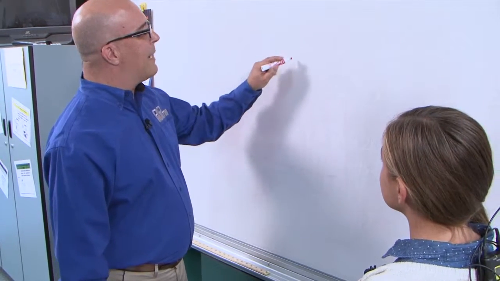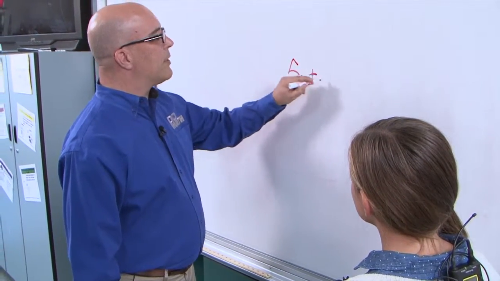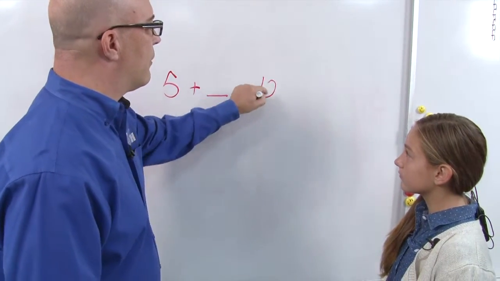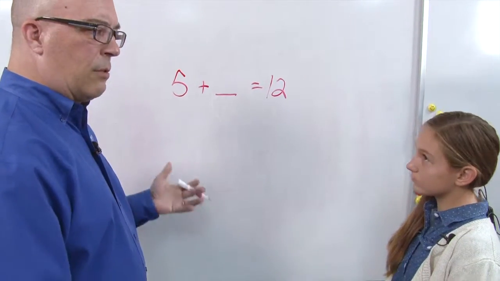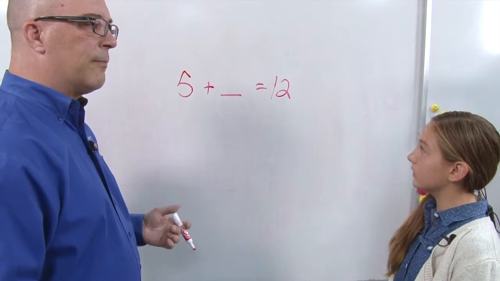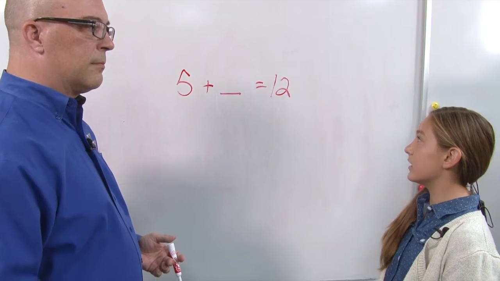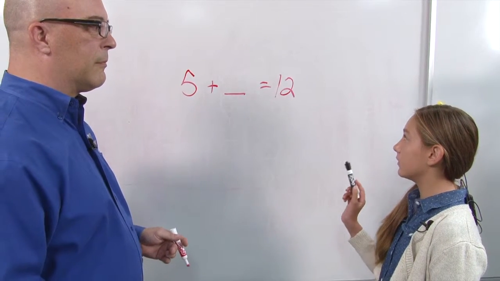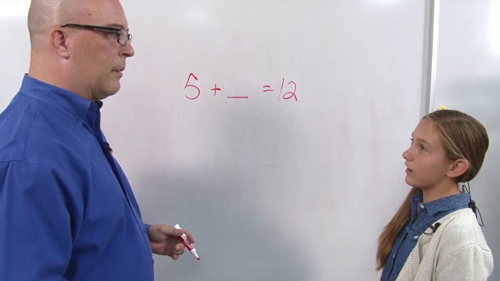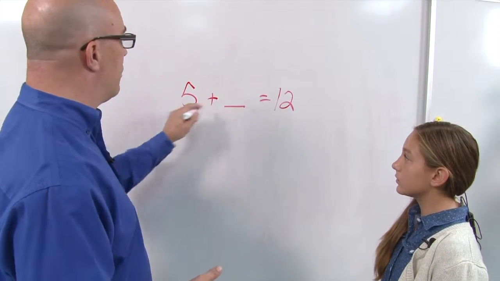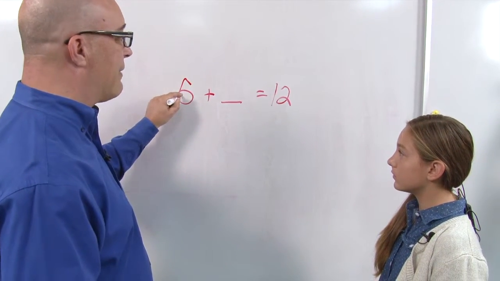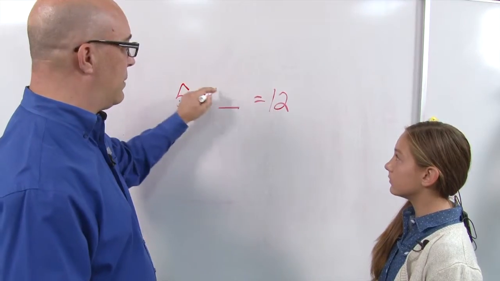So if I had 5 plus something is equal to 12, do you know what would go in there? 7. How do you know? Because if you subtracted, 12 minus 7 equals 5. And in order to do that, what you could do is you could just take away 5 on this side and 5 on that side, right? You would know that's 7.